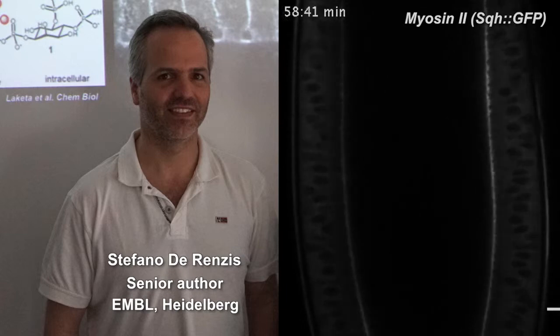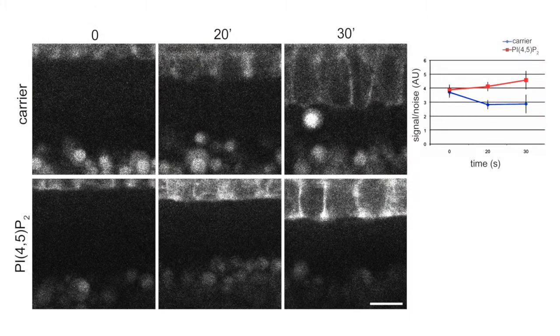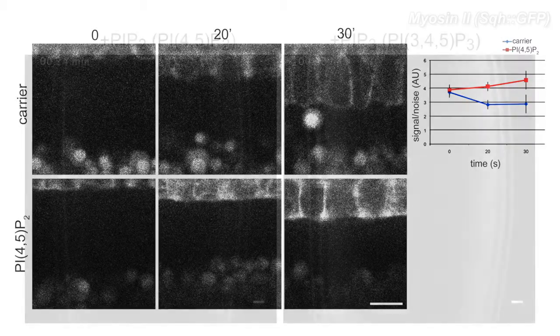tissue morphogenesis. De Renzis and colleagues, led by postdoc Alessandro Reversi, began by injecting Drosophila embryos with membrane-permeant phosphoinositide analogues. Once inside the embryo, these lipid derivatives, developed by Carsten Schultz's laboratory at the EMBL, are unmasked and inserted into the plasma membrane, rapidly elevating the levels of specific phosphoinositides.